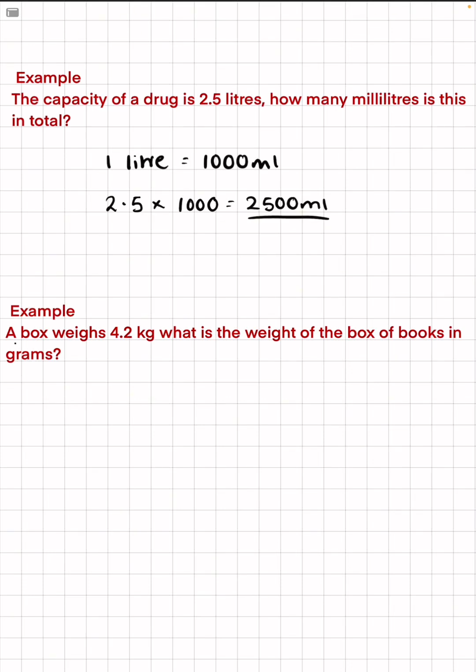The next example says a box weighs 4.2 kilograms. What is the weight of the box of books in grams? We know 1 kilogram equals 1,000 grams. We're converting big units to small units, so we multiply 4.2 multiplied by 1,000, which equals 4,200 grams.